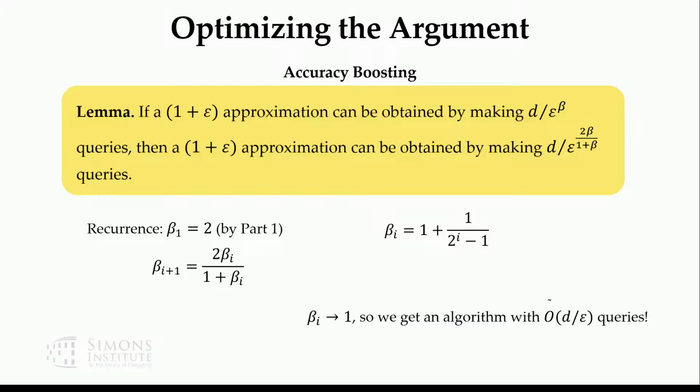And the same kind of iterative argument works for p greater than 2. It's just that the recurrence works out to something different: d to the p over 2 over epsilon to the p minus 1. So that's the idea of how we get optimal epsilon dependence.